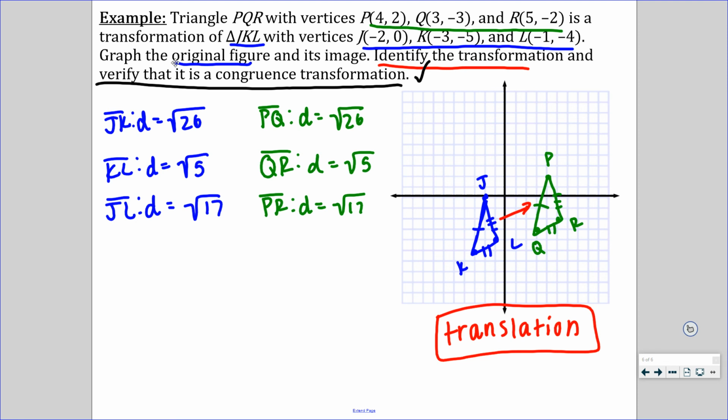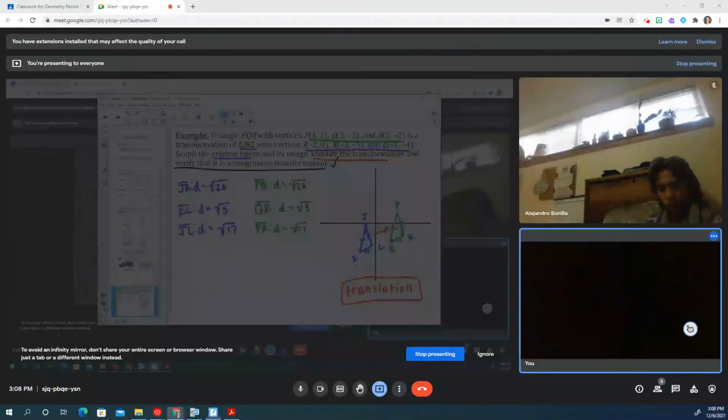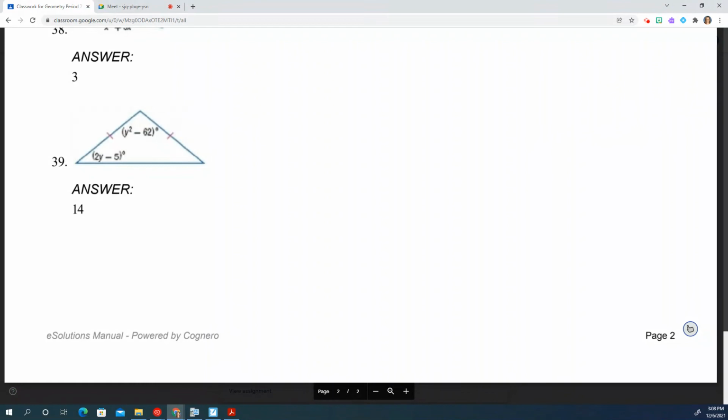Okay, I do want to go over one problem on the 4-6 bookwork. So if you've started it, I'm going to do number 39 for you. If you haven't started it, take out a piece of paper and you can number 39 so you can skip that one later.